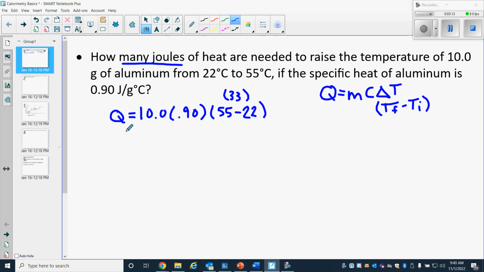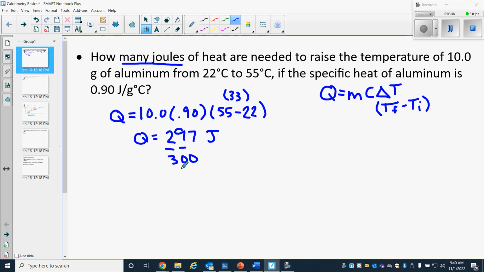So then we have to multiply those numbers together to solve for Q. 10 times 0.9 times 33 is 297, and that is joules. Sig fig wise, 10 has 3 sig figs, 0.90 has 2, 33 has 2. So we need to round this to 2 sig figs. That would round this up to 300.